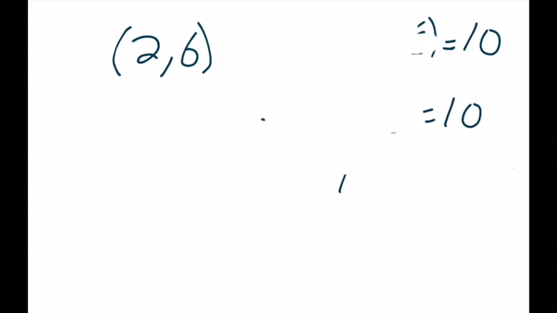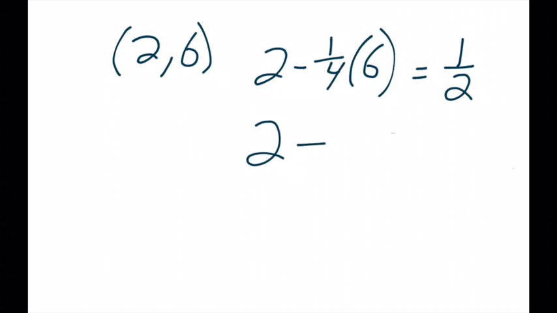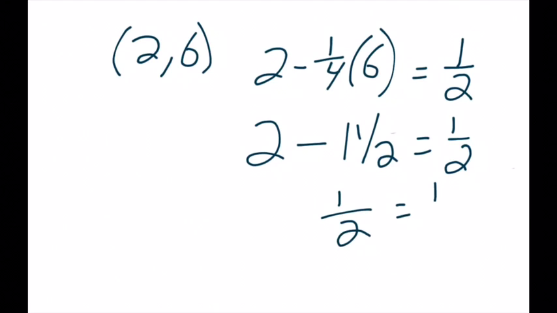Let's go ahead and do it for the other one. So on your test or on your homework, you can always plug them back in to really verify that you have the right answer. Okay, so I have x, which is 2, minus 1/4 of y, which is 6, equals 1/2. So that gives me 2 subtract 6/4, which is 1 1/2. So 2 take away 1 1/2 is 1/2. So I know I did it right. Just go ahead and plug that point back in. You can just do that in your calculator really quickly just to verify if you got the right answer.